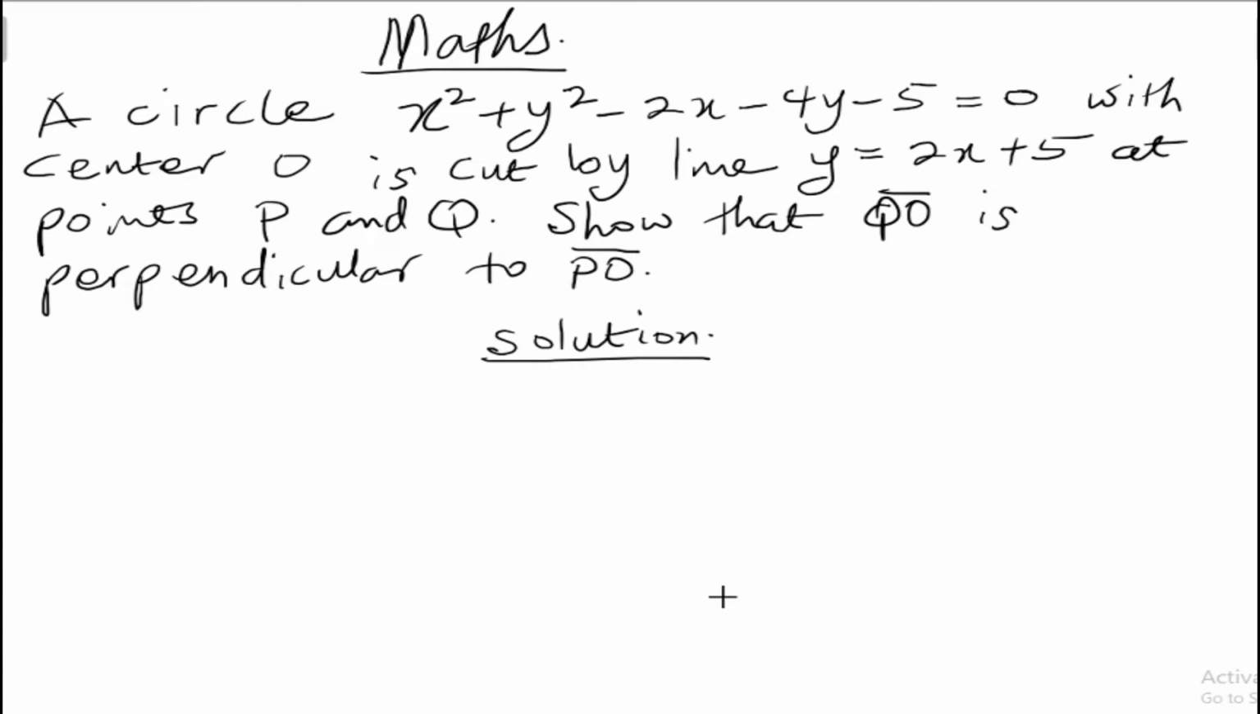This question requires that we use calculations to show that the line segment QO is perpendicular to the line segment PO. But to make it more practical, I'm going to use GeoGebra to make a pictorial demonstration of the whole thing so that you can see the circle and the line where they meet. Then after that, we come back to the calculation which the question wants us to use. So without delaying further, we go to GeoGebra to demonstrate that.